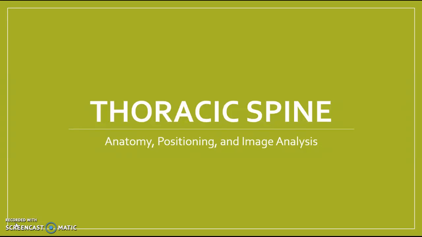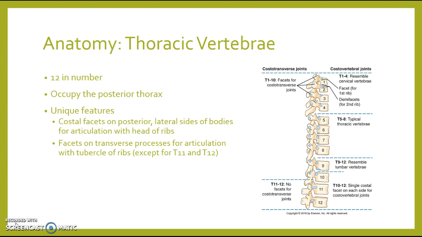Continuing our lecture on the spine, we start specifically with the thoracic spine: the anatomy, the positioning, and the image analysis. So the anatomy of the thoracic spine includes the 12 thoracic vertebrae. They occupy the posterior portion of the bony thorax.